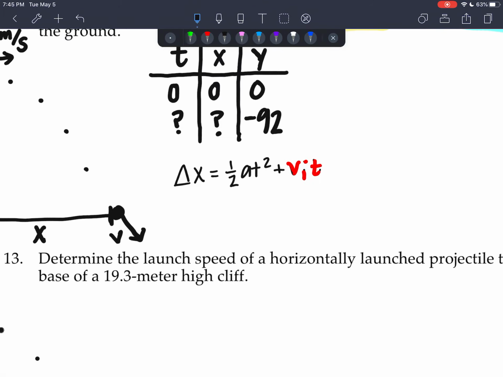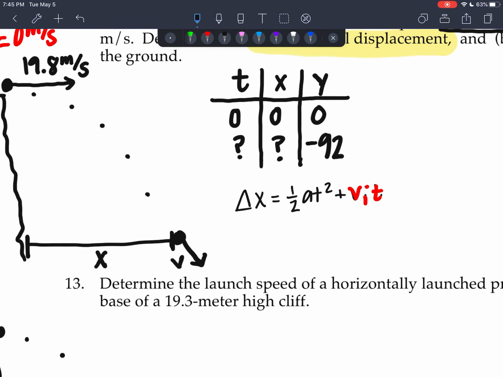So I'm going to start plugging in some of my known values for my vertical displacement. I know that my change in position, my delta y in the y direction, is negative 92. I know that this is going to be equal to 1/2 times my vertical acceleration.